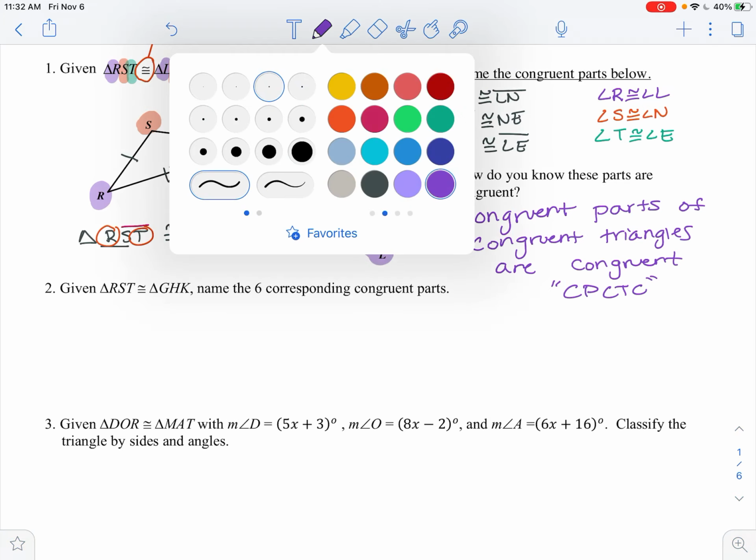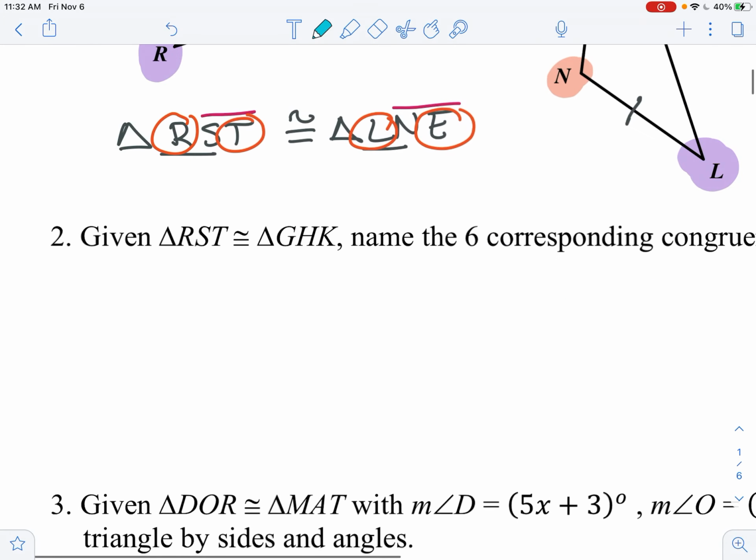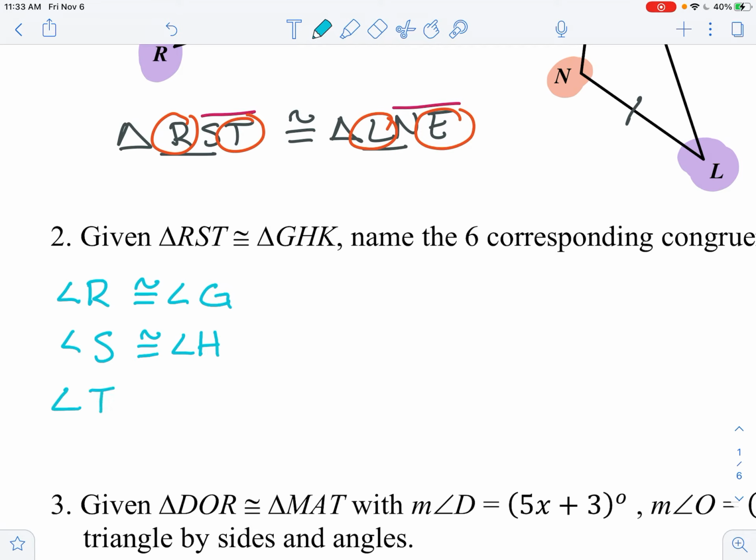Okay, now let's give this a look. If you wanted to, you could have drawn it out, or you could use our congruence statement. So I can get the angles really easily. Angle R is congruent to angle G. Angle S is congruent to angle H. And angle T is congruent to angle K, right? All I did was go in order. The first one is congruent to the first one, the second one to the second, and so on. Now, for the segments, I can still go in order. I just have to go one step at a time.